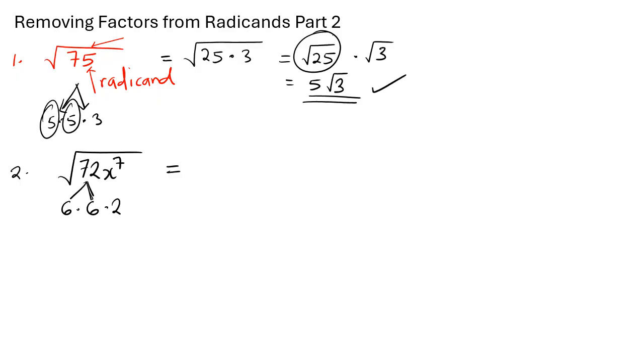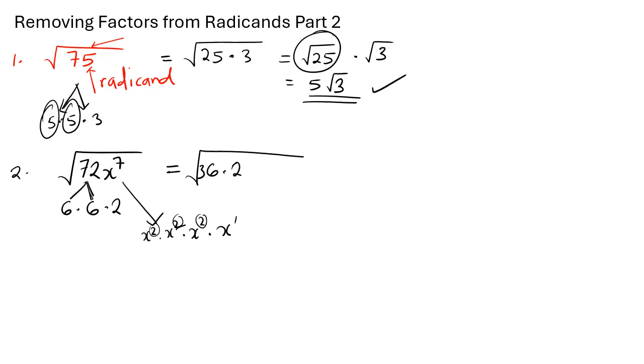I know that x to the 7th is x to the 2nd, x to the 2nd, x to the 2nd, and x. So altogether you have 2 plus 2 plus 2 plus 1, that makes 7. So we're good. I'm going to go back to my radicand and rewrite it as 6 times 6, which is 36, and then times 2. And then I'm going to look at x squared times x squared times x squared.